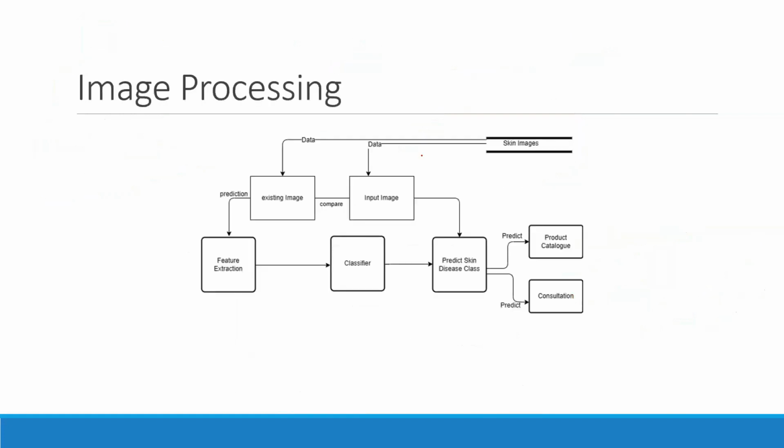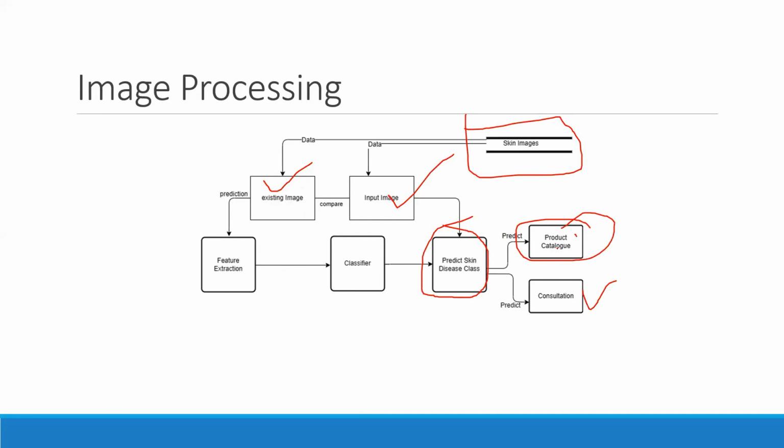Next one, the image processing. For the skin images, the input will be an image. It can be an existing image, meaning the person has already selected or clicked a photograph stored in the mobile phone, and we just want to extract the features and predict. The prediction will be either consult a doctor if it is chronic, otherwise the product catalog. Product catalog means product recommendation.